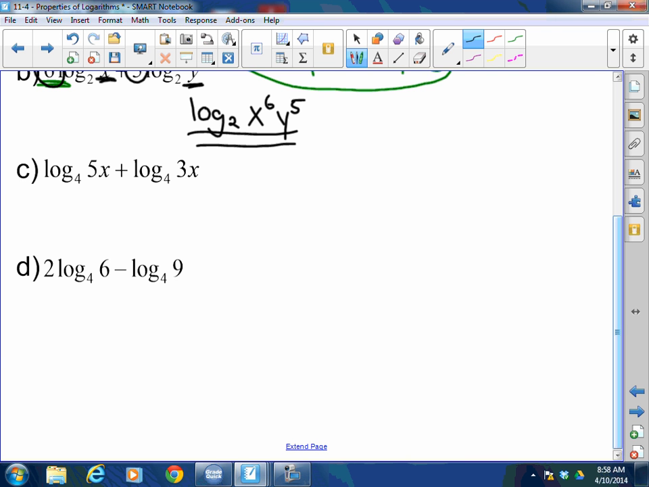If it has a different base, you're out of luck. Like for real, no, I'm not joking. You'd have to find the individual value of that plus the individual value of that using a calculator type thing. Okay?